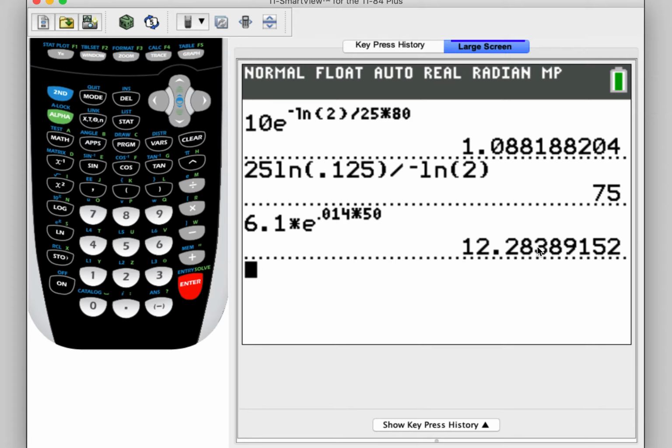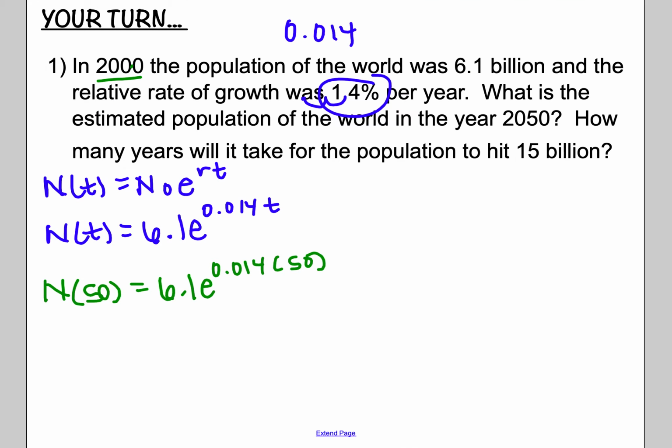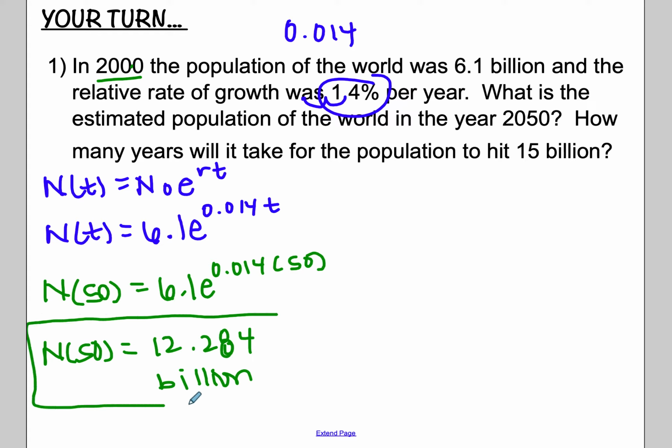All right, and I would get, I'm going to round to 3 decimal places, 12.2838. So this 8 would tell me to move up to 4. So 12.284. So N of 50 equals 12.284. And then I'd be careful. I can have decimals because this is billion. 12.284. Okay. So there it is. Just make sure you put that label of billion. That's how many people there would be in the year 2050.